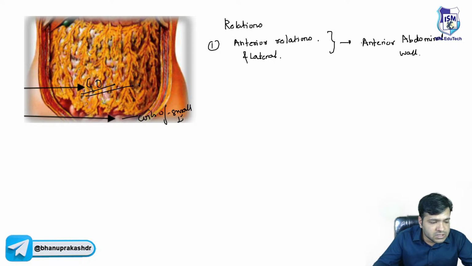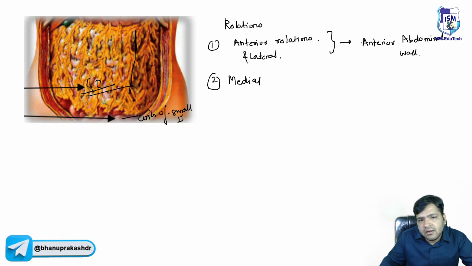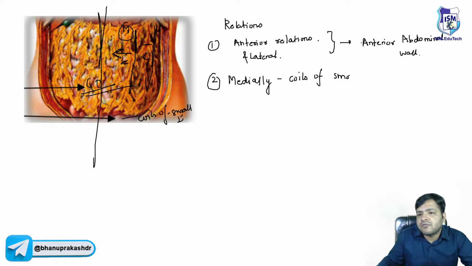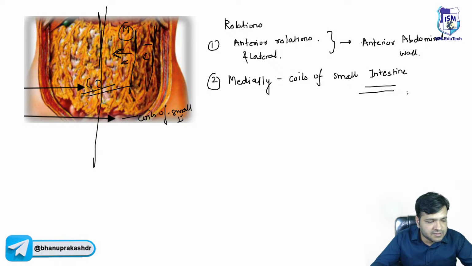Now, if we talk about the medial relations, what will be present medially? Intestine only. So remember, medially we have coils of small intestine.